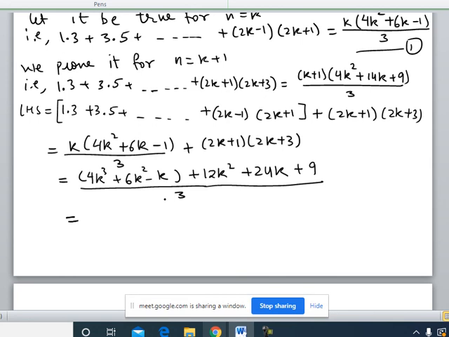Let us open the bracket and simplify. You will see it will finally be 4k cube, then 6k square plus 12k square gives us 18k square, and then 24 minus 1 will be 23k, and then plus 9, divided by 3. Now what is needed? There are two things which can be done. If you want to see it is equal to the right hand side, either you factorize it and reach this, or if you find that a bit difficult and time taking, then you can simply solve this right hand side. You can expand it entirely.